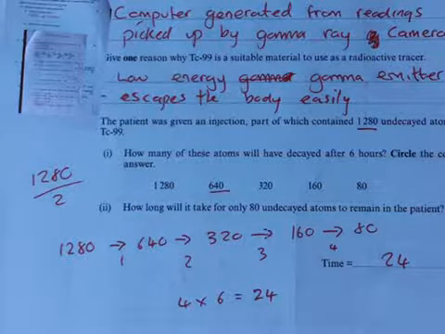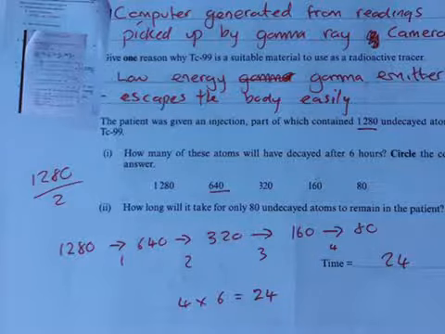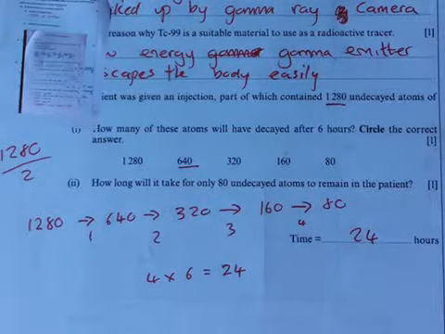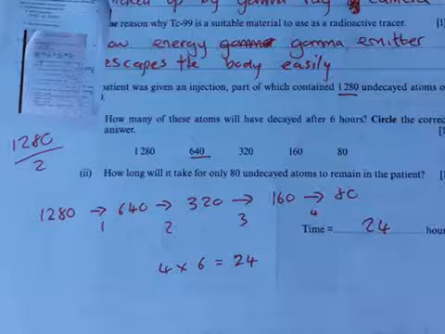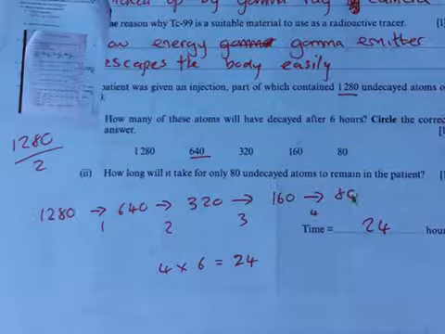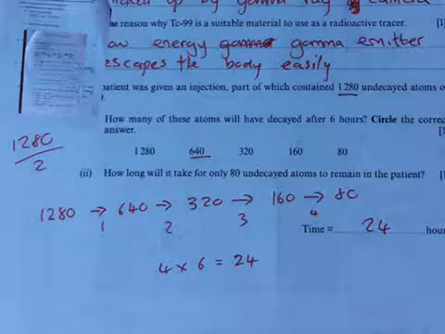How long will it take for only 80 undecayed atoms to remain in the patient? So again, I'm going to do my calculations. I'm going to keep halving until I get to 80. Take my biggest value till I get to 80. 1, 2, 3, 4. There seems to be a theme in this paper of 4 half-lives. 4 times 6 hours, which I got from the question back up there, is going to give me 24 hours. Lovely.